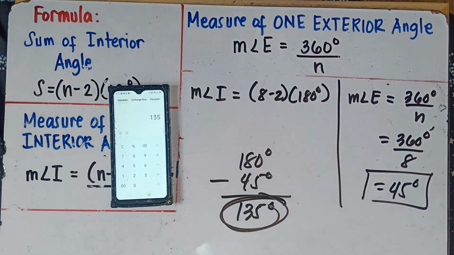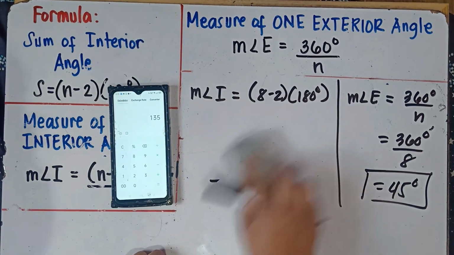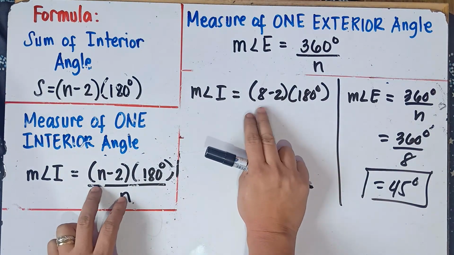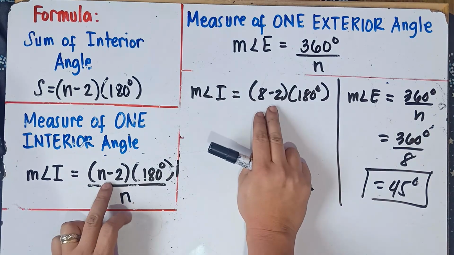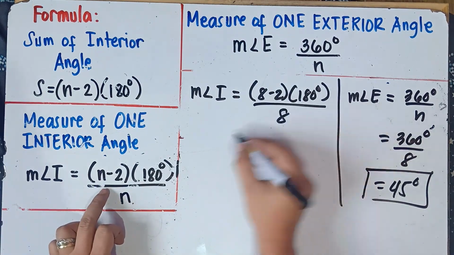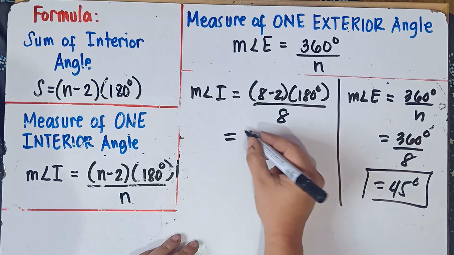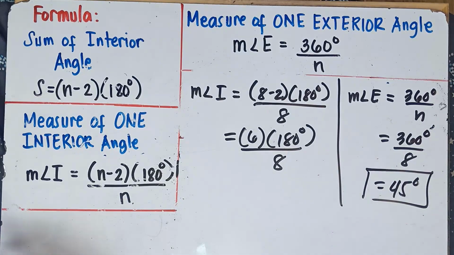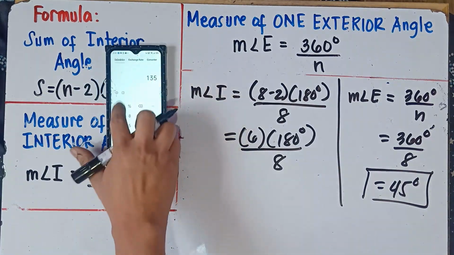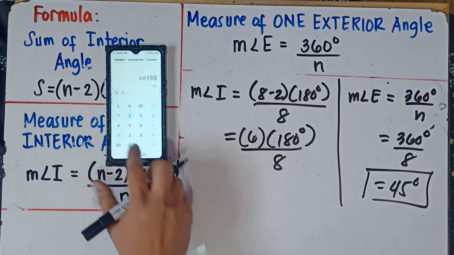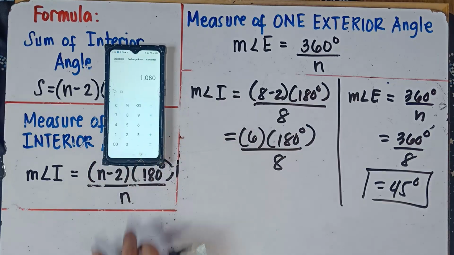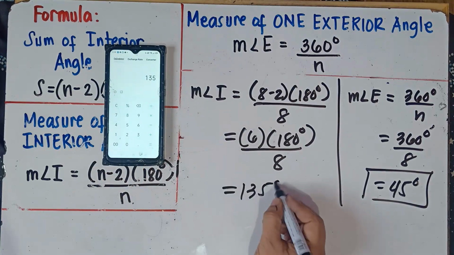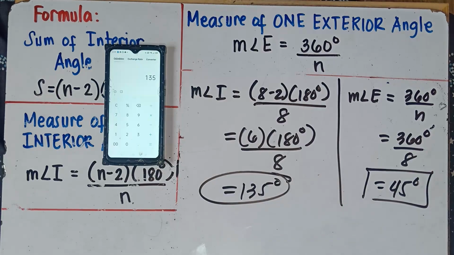But let's double check, class. Alright, so this is the formula. 8 minus 2, the number of sides 8 minus 2 times 180 divide 8. So 8 minus 2, that would be 6 times 180 degrees divide 8. Simply use your calculator. 6 times 180, 1080 divide 8. That would be 135 degrees. Same answer, class, a while ago.